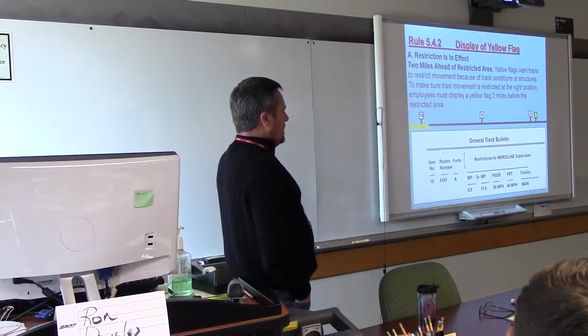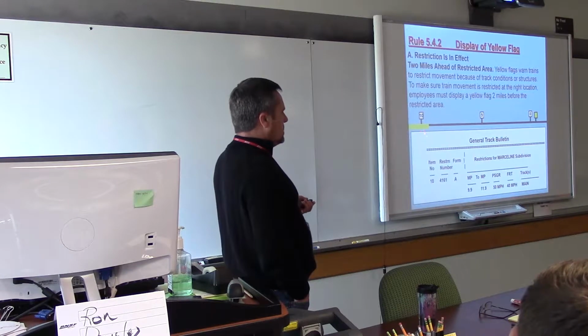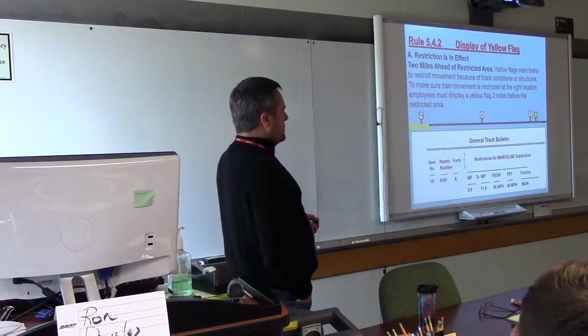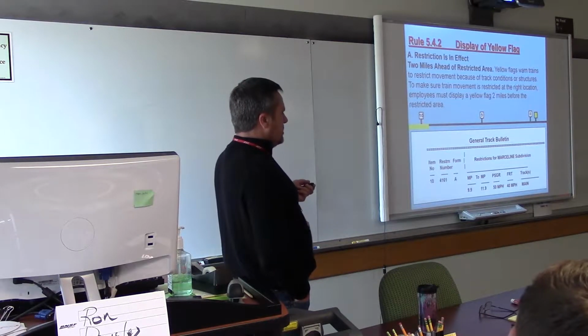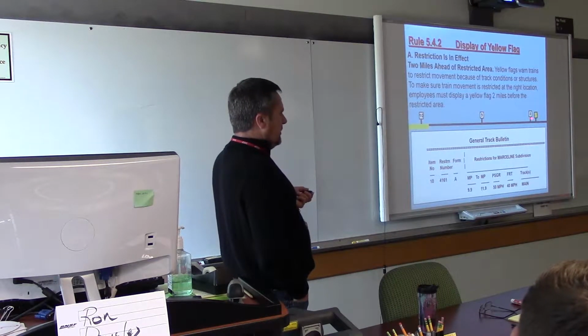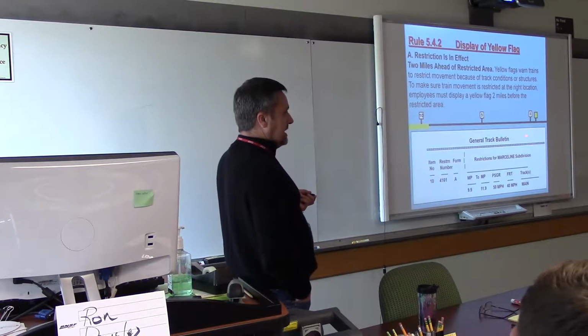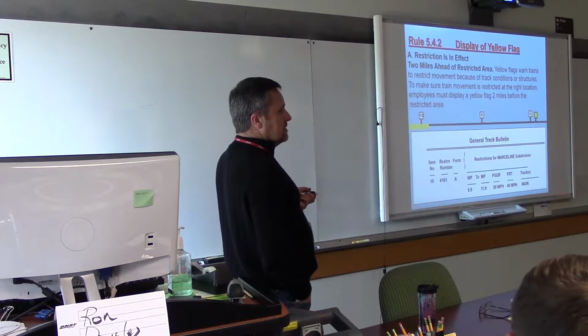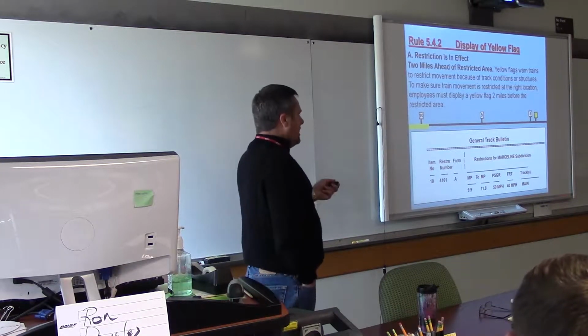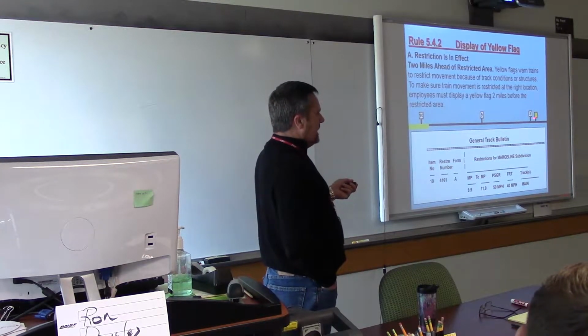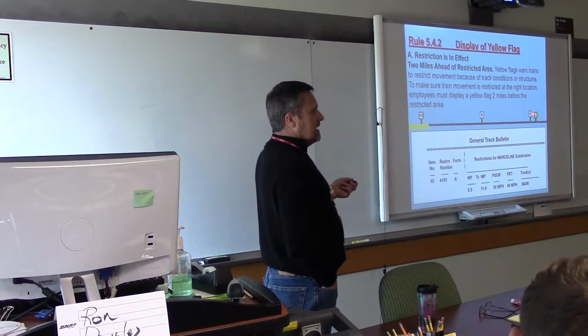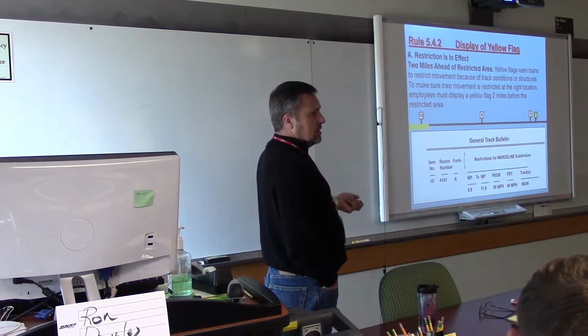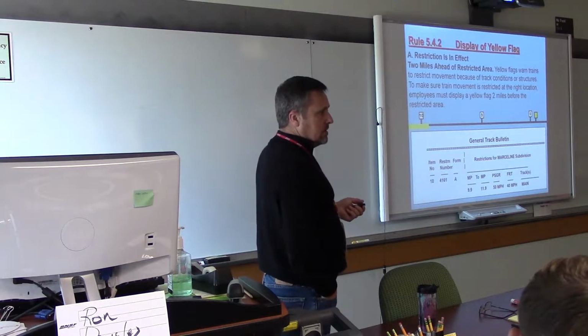So they come out with a slow order for a given area because of a washout, because of whatever. They give that to the train dispatcher for the location. The maintenance of way guy is going to go put a yellow flag exactly 2 miles ahead of the restriction. They don't put the milepost location for this as long as it's 2 miles. It's a given. That won't be annotated on your bulletin.